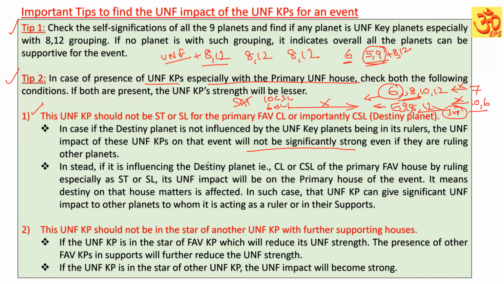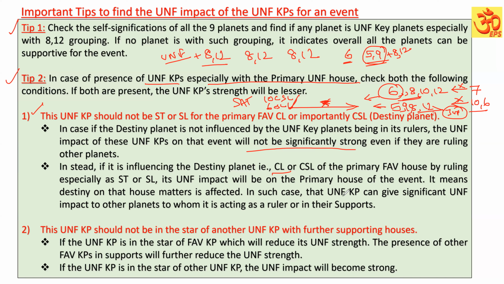Instead, if it is influencing the destiny planets, cuspal lordship or cuspal sublord of the primary house, suppose the 10th cuspal sublord or 6th cuspal sublord, I'm telling cuspal lord also, if it is cuspal lord also in such signification, that impact is going to be more. Importantly, cuspal sublord, that is the deciding factor, right? If it is influencing the destiny planet, cuspal lord or cuspal sublord of the primary favorable house by ruling especially as a star lord or sublord, the unfavorable impact on the primary house of the event is present, right? It means destiny on that house matters is affected.